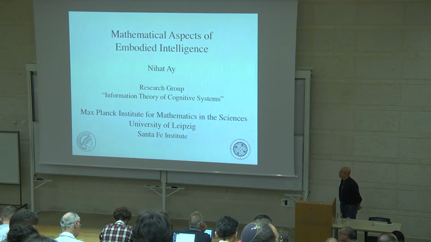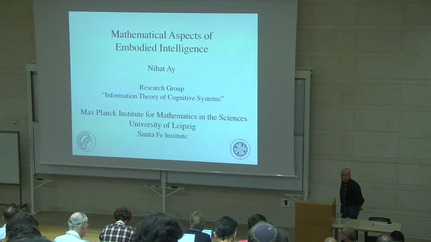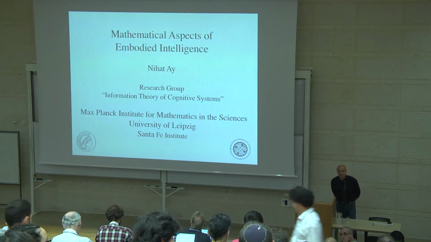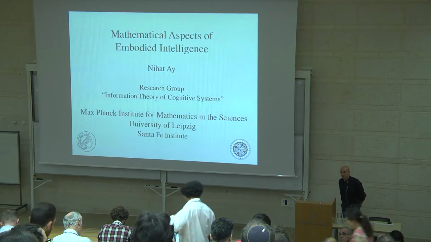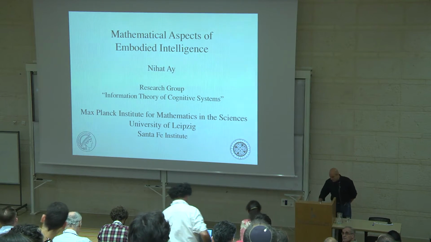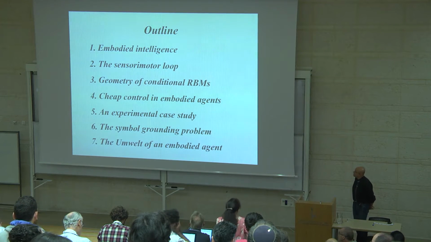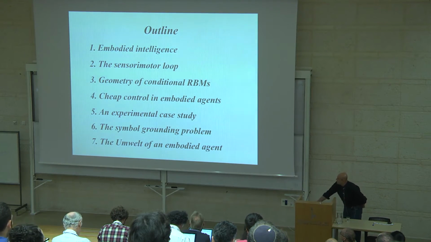So I'm going to talk about mathematical aspects of embodied intelligence. It's like an empty title, because I was asked at a point where I didn't know what to talk about. So the content will be filled afterwards. So this is the content of my talk.